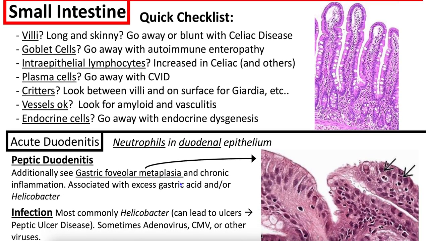Small bowel, quick checklist. When you see small bowel, think about in your head, villi. Is it long and skinny, or is it blunted with celiac? Goblet cells can go away with autoimmune enteropathy. Intraepithelial lymphocytes increased in celiac, especially in the tips of the villi. Plasma cells go away with CVID. Critters, look for Giardia. Vessels, okay. If not, if there's thickening, think about amyloid, or if there's inflammation, vasculitis. And endocrine cells, they go away with endocrine dysgenesis.